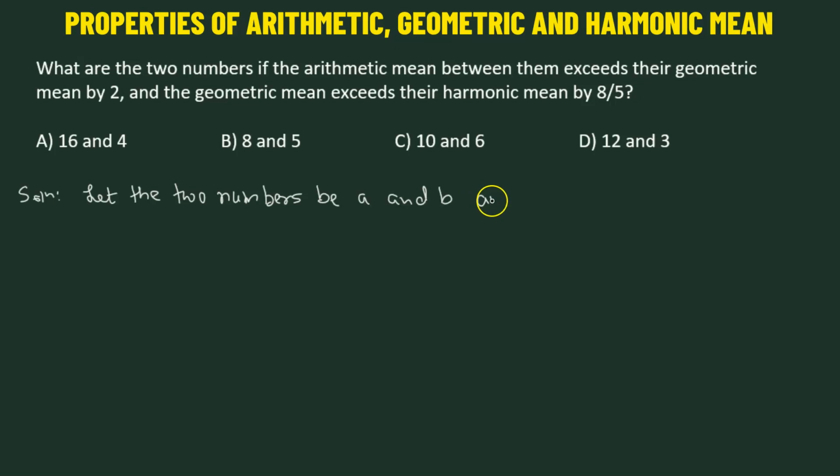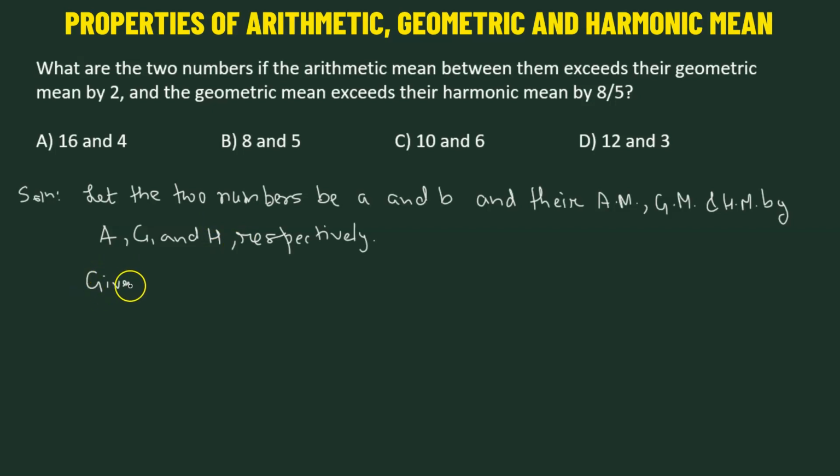And we are going to denote their arithmetic mean, the geometric mean, and their harmonic mean by A, G, and H respectively. So it is given in the problem that the arithmetic mean exceeds the geometric mean by 2. That means we have A equals G plus 2. This is given, and we are also given that the geometric mean exceeds the harmonic mean by 8 over 5. Now since A is the arithmetic mean between A and B, we can replace the value of A with A plus B over 2.